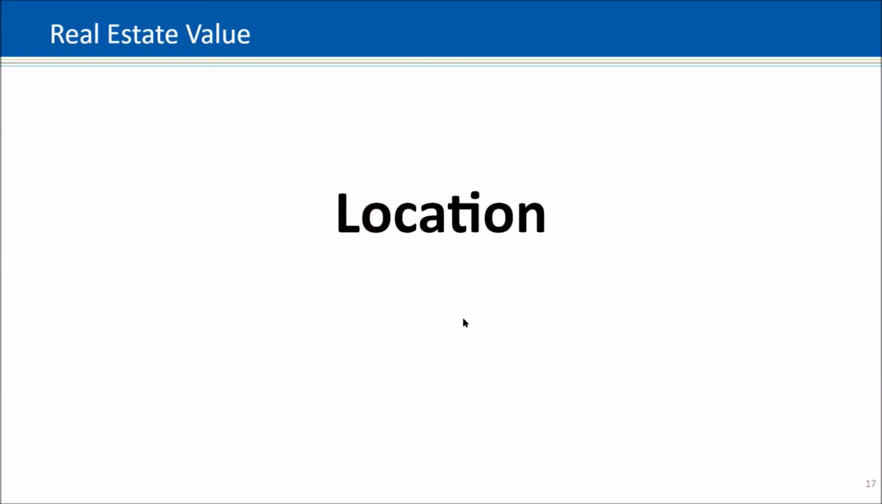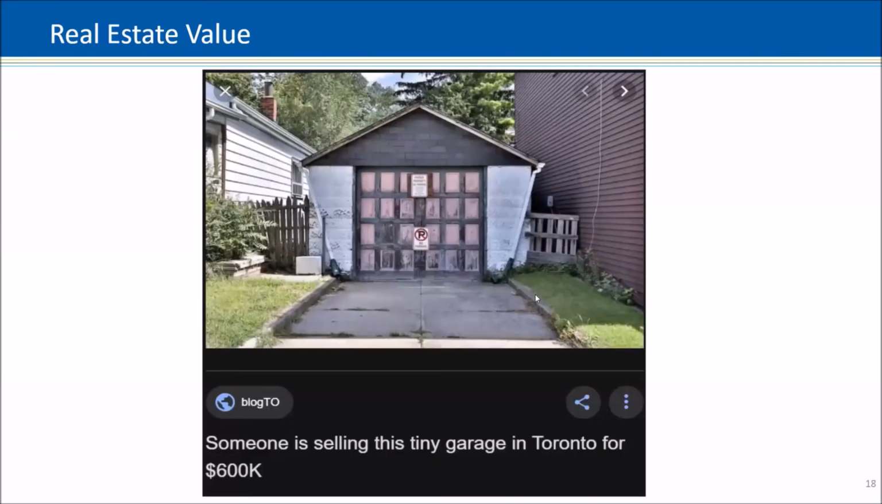Now, let's talk about the number one factor that affects real estate value. And as Dave and many of you mentioned earlier, it's all about location. And what can we say about location? It's location, location, location, okay? Let's read this article from Toronto Blog. This is from a few years ago. Someone is selling a tiny garage in Toronto for $600,000. Let's just be clear, when we're talking about location, we're talking about land value. The garage didn't sell for $600,000. The actual land under the garage sold for $600,000, okay?